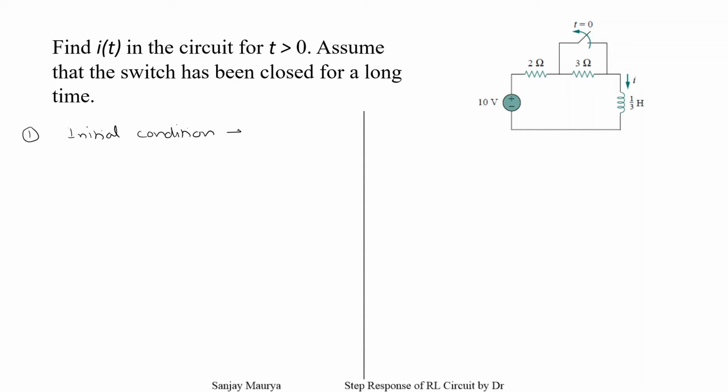In the initial condition, we are determining the value of the current just before the switching operation. So I am going to redraw this circuit. Since the switch was closed for a very long time, the inductor was short circuited and the 3 ohm was not in the picture, just because it is short circuited. So I can redraw this figure.